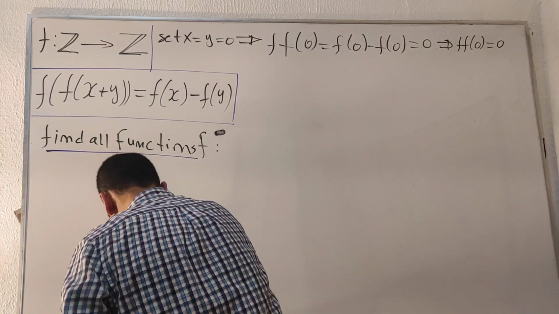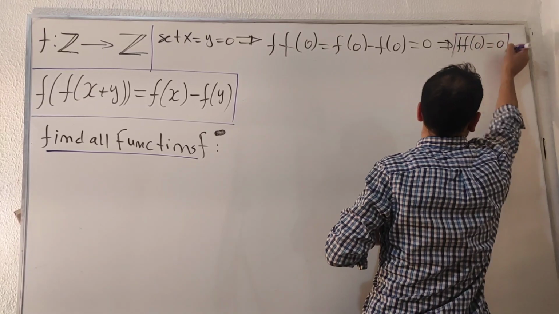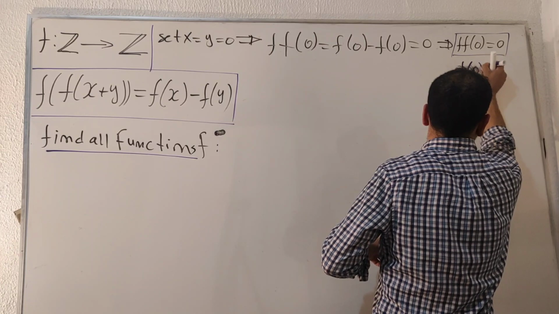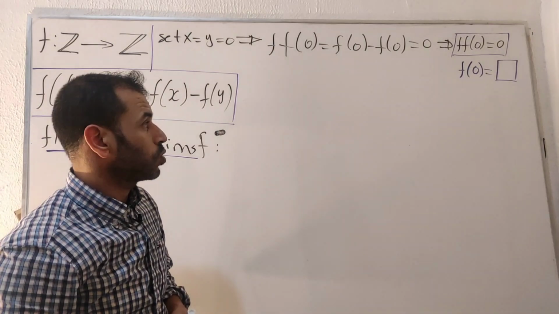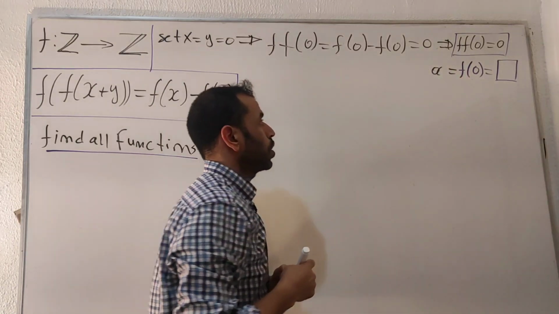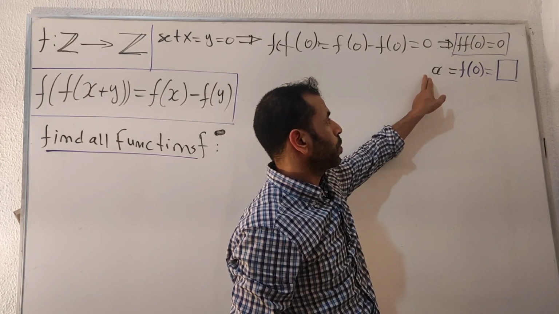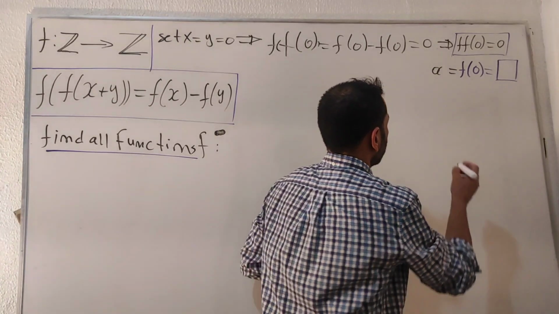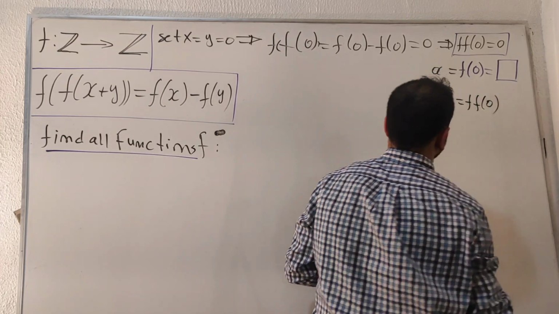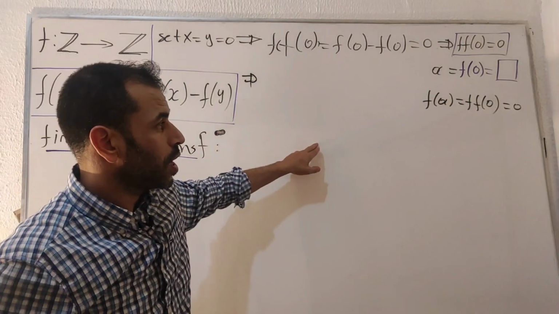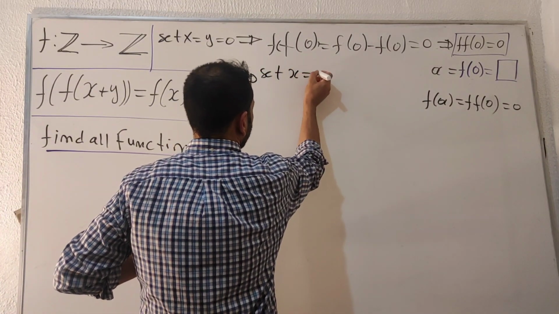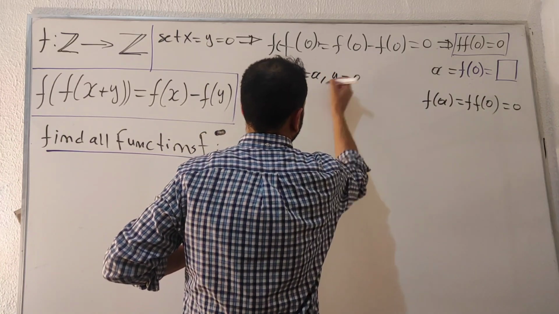This is more helpful. So our goal: we are going to find f of 0 first. How to get to this one? Let's set f of 0 equals a. We are going to find a. I'm going to apply f on both sides here, so I get f of a equals f of 0. I'm going to replace x with a and y with 0. So let's set x equals a, y equals 0.